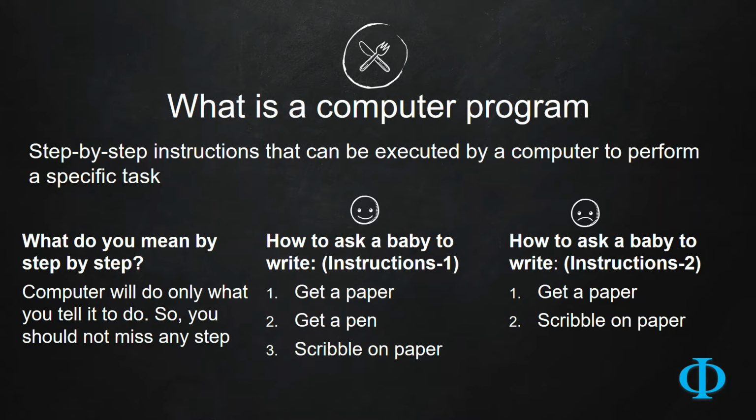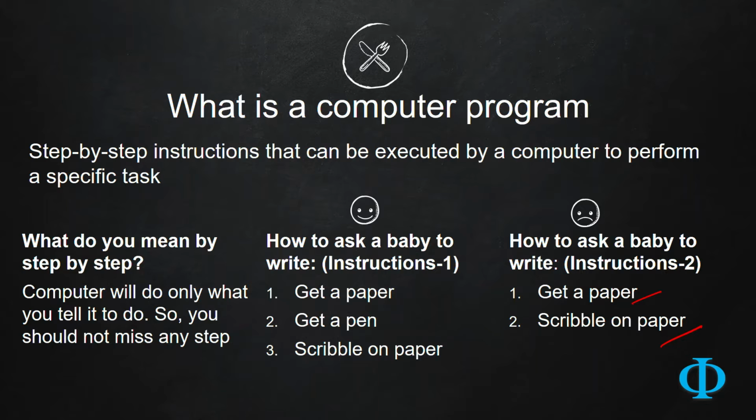Let's say you want a baby to write something on the paper. So you told the baby that, okay, get a paper and then scribble on the paper. So what do you think will happen? The baby does not have any idea how to write on the paper, and you did not mention anything about the pen. So the baby is lost.